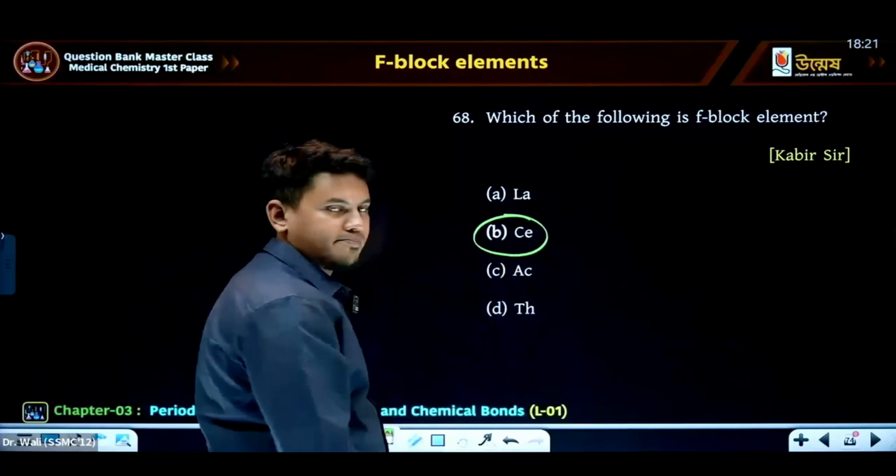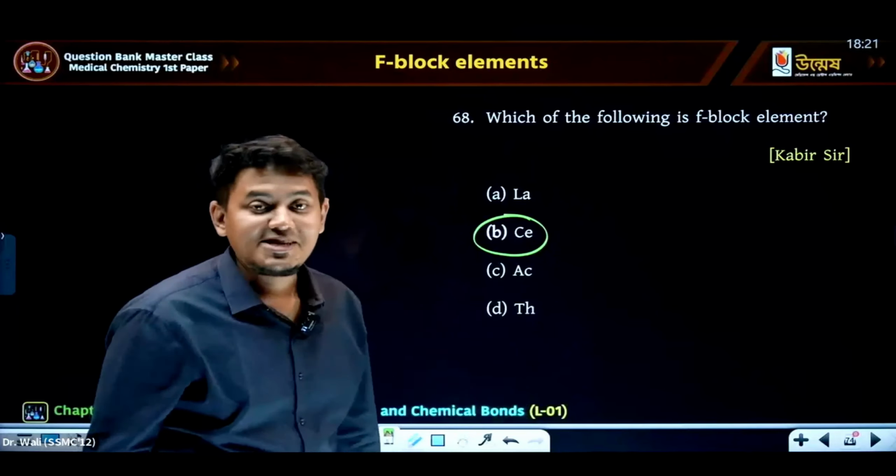Which of the following is an F block element? Certainly the answer will be cerium. Actinium, thorium, lanthanum. These are not F block elements. These are D block elements.